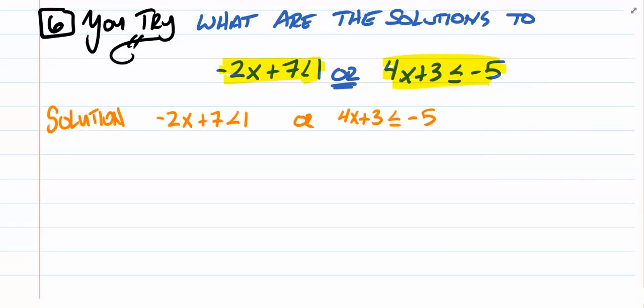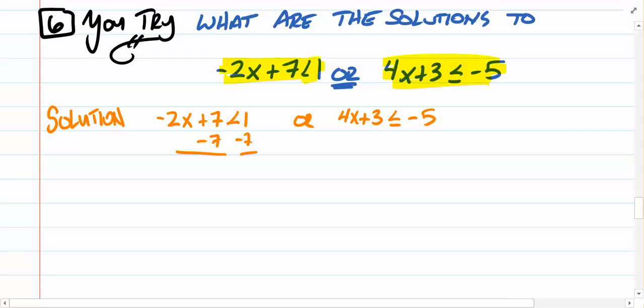Hopefully you got the right answer, but if not, here's how you do it. So I rewrote the problem again. Negative 2x plus 7 is less than 1, so I'm going to subtract 7 from both sides. Now we get negative 2x is now less than 1 minus 7, which is negative 6. I would divide by negative 2, and I would reverse the direction of the inequality sign because I'm dividing by a negative. So I would get x is greater than 3, because negative 6 divided by negative 2 is positive 3.